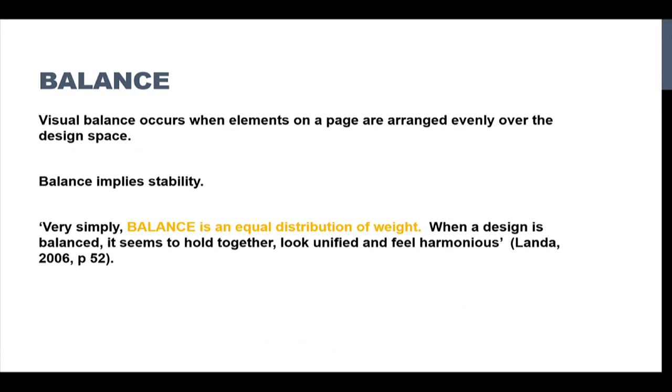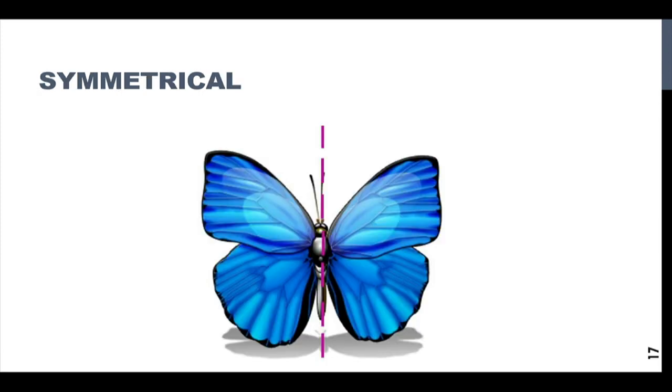Balance is a very important composition principle. Visual balance occurs when elements on a page are arranged evenly over the design space, and balance implies stability. As Lander notes, very simply, balance is an equal distribution of weight. When a design is balanced, it seems to hold together, look unified, and feel harmonious. One way we can attain balance is through symmetry, as we can see here with this butterfly being placed very much in the centre of the image. That's a symmetrical form of balance.